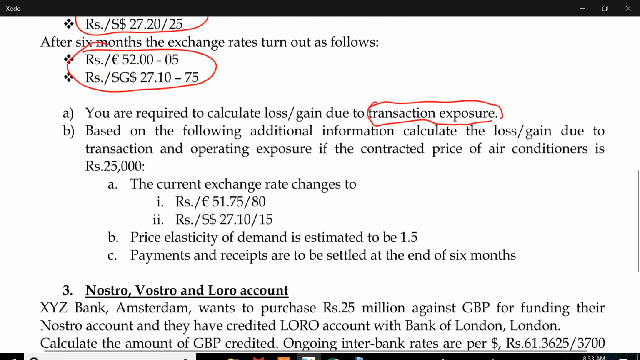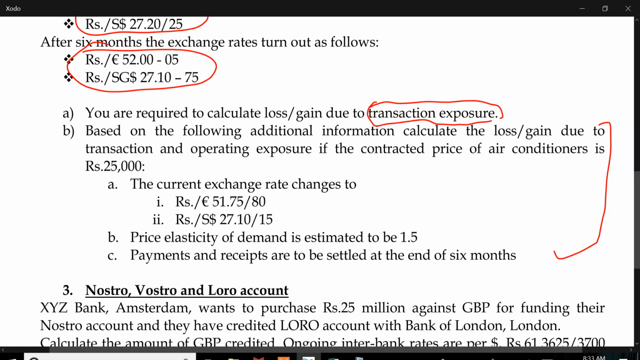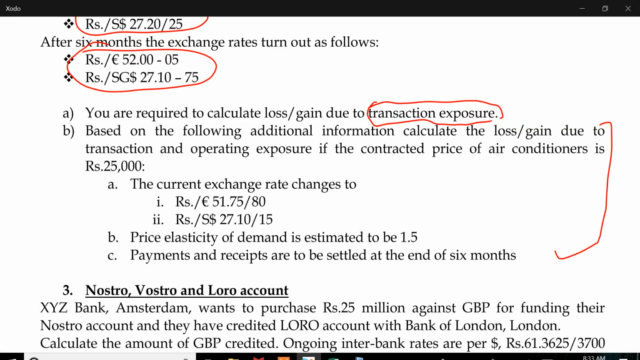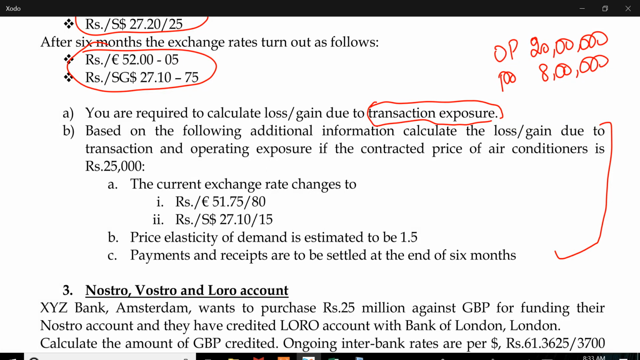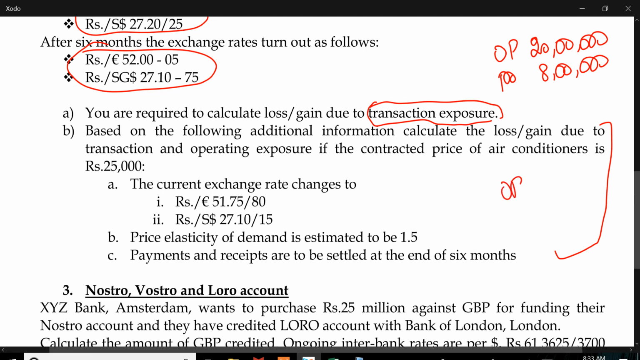Next, they are saying we have made certain changes. They have said that we are going to change the selling price and some exchange rate information is given. Let's assume original profit is 20 lakhs. Profit after 6 months is 8 lakhs. 20 minus 8 is the loss due to transaction exposure. Then again I want to calculate similar numbers, original profit and profit after 6 months. The original profit is 14 lakhs and profit after 6 months is some 4 lakhs.